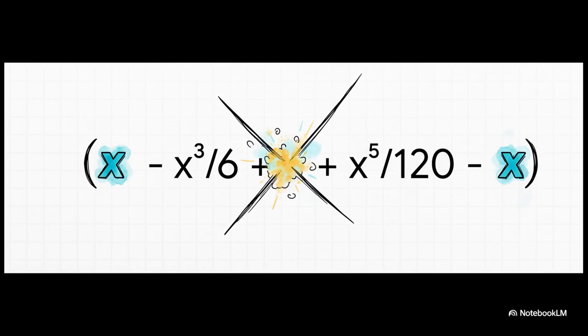It's so cool. The x at the very beginning of the sine series perfectly cancels out with the minus x that was already in the numerator. And that is not a coincidence. It's the beautiful underlying structure of the math just revealing itself. And what we're left with is a much, much simpler expression.